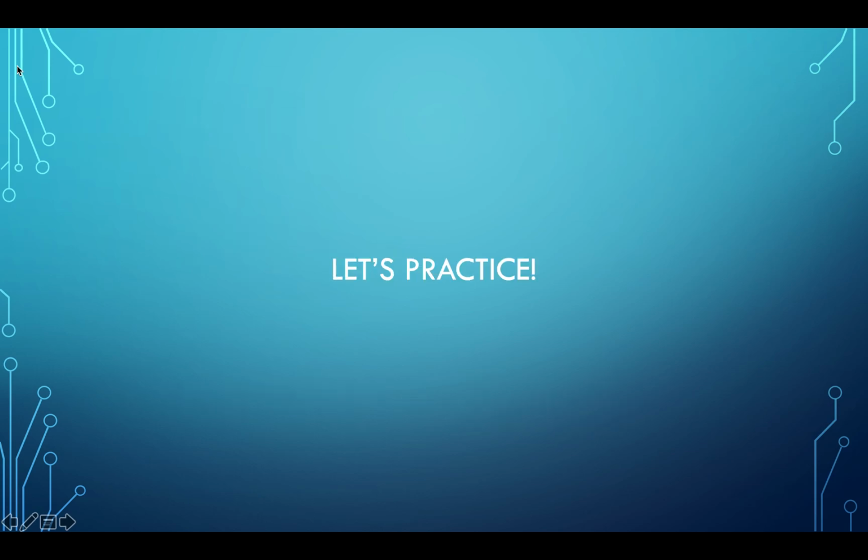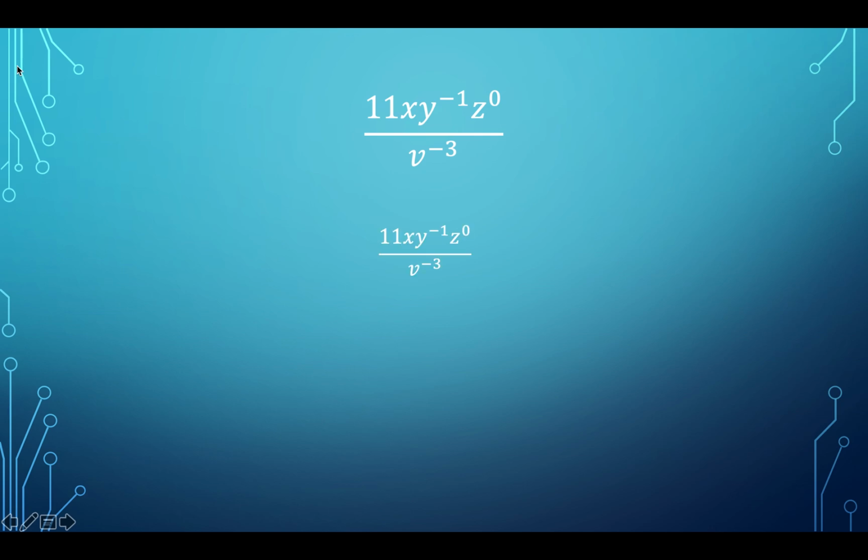So let's practice some more examples. I give you now 11 times x times y to the negative 1 times z to the 0, all divided by v to the negative 3. So now yesterday I showed you guys the longhand form where you got to make it into a fraction, and then when you have a fraction in the denominator, you got to multiply by the reciprocal.